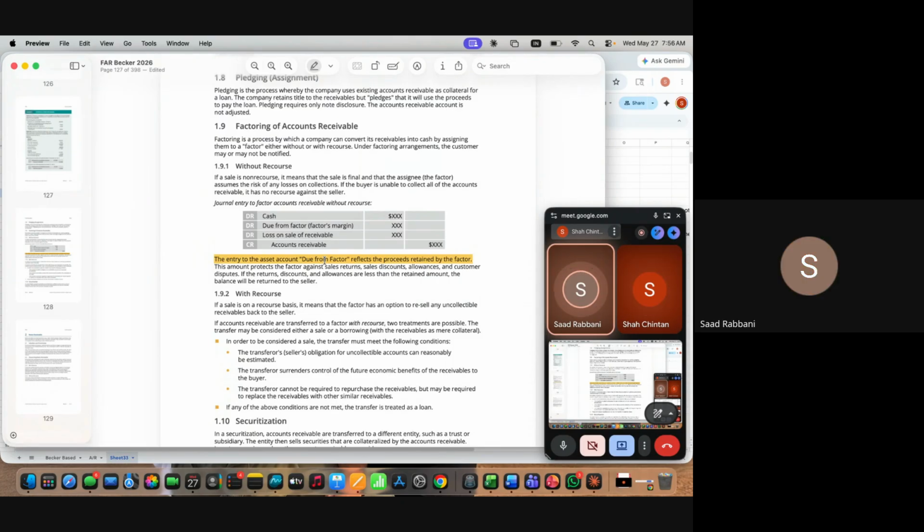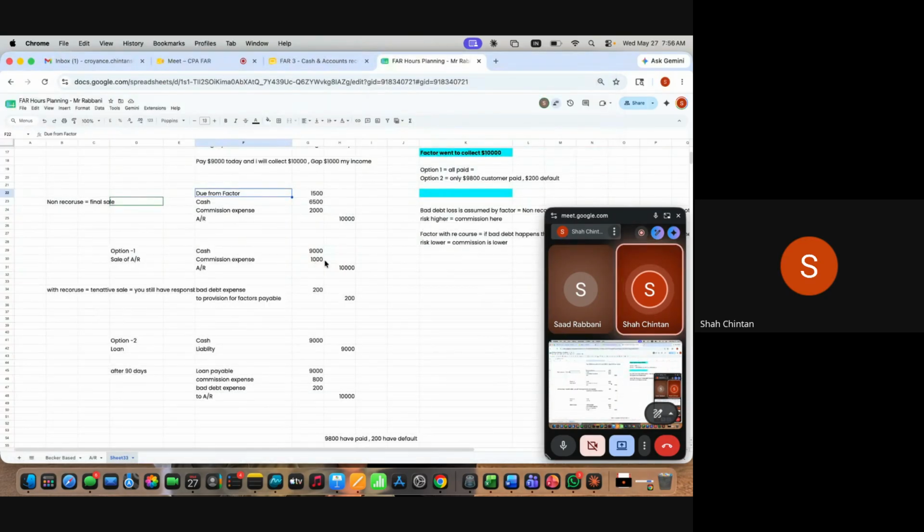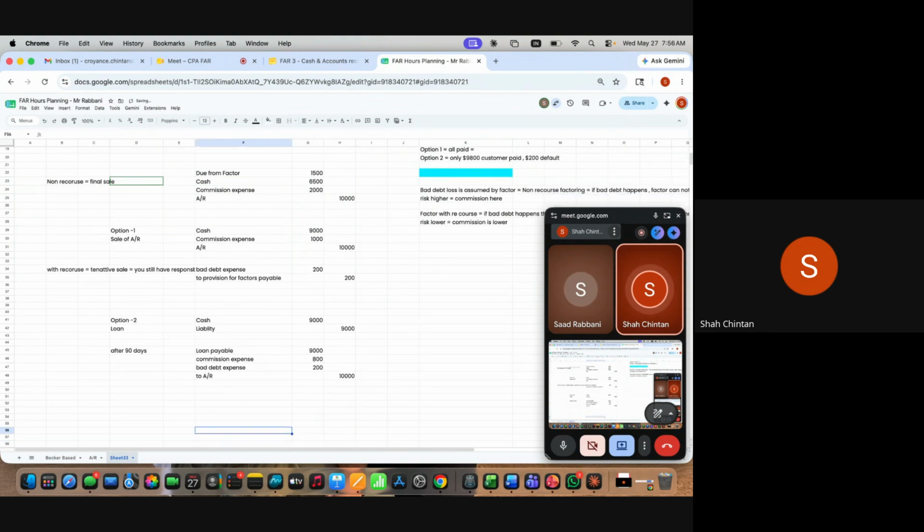The last sentence in the paragraph. Yeah, last sentence. If the returns, discounts, and allowances are less than the retained amount, the balance will be returned to the seller. So tell me now, what will be the entry for this? I'm giving you a scenario. You are going to a factor. Your accounts receivable is $5,000. It's with recourse, so the factor can come back to you for a bad debt. And if there is a bad debt, you will have to repay it.